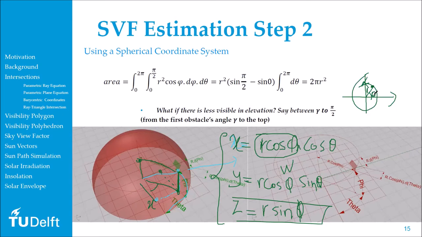Notice that the information content is exactly, again, three numbers. Phi, theta, and r determine a point in the same way that x, y, and z determine a point in this coordinate reference system.